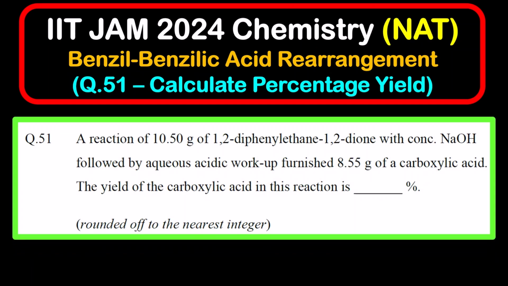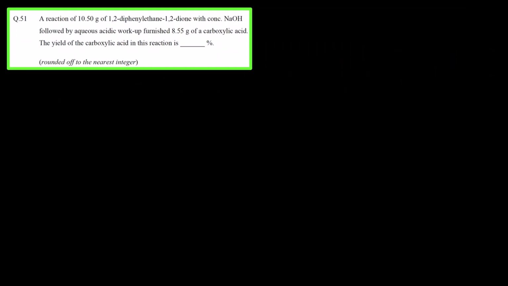A reaction of 10.5 gram of 1,2-diphenyl ethane 1,2-dione, that is the reactant, reacts with concentrated NaOH followed by acidic workup to give 8.5 gram of carboxylic acid. The yield of the carboxylic acid is dash percentage. That means we have to find out the percentage yield.